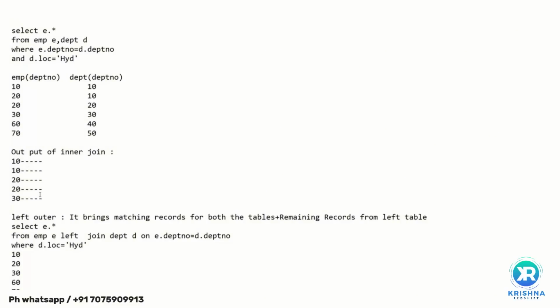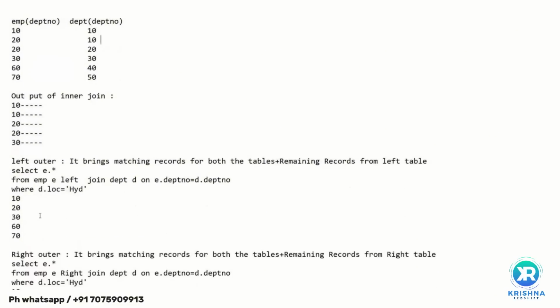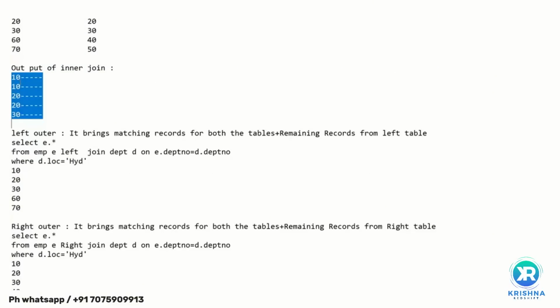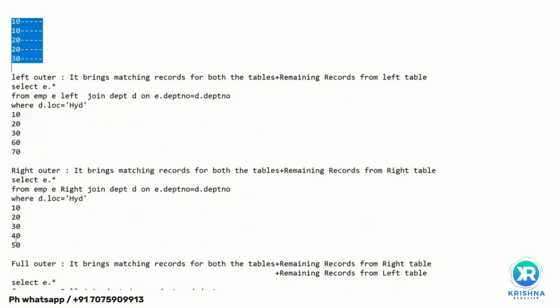Now, if this is the inner join, then what is left outer? Same. All the values will be there plus the remaining records 60, 70. Similarly, right outer: all those values 10, 10, 20, 20, 30 will be there plus the remaining records from the right table, 40, 50. Similarly, full outer: all those values 10, 10, 20, 20, 30, then 40, 50, 60, 70 will be there.